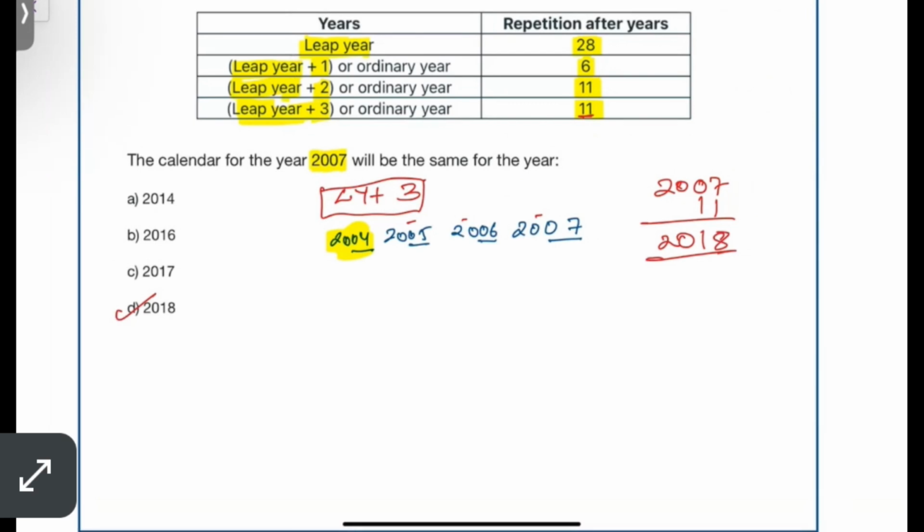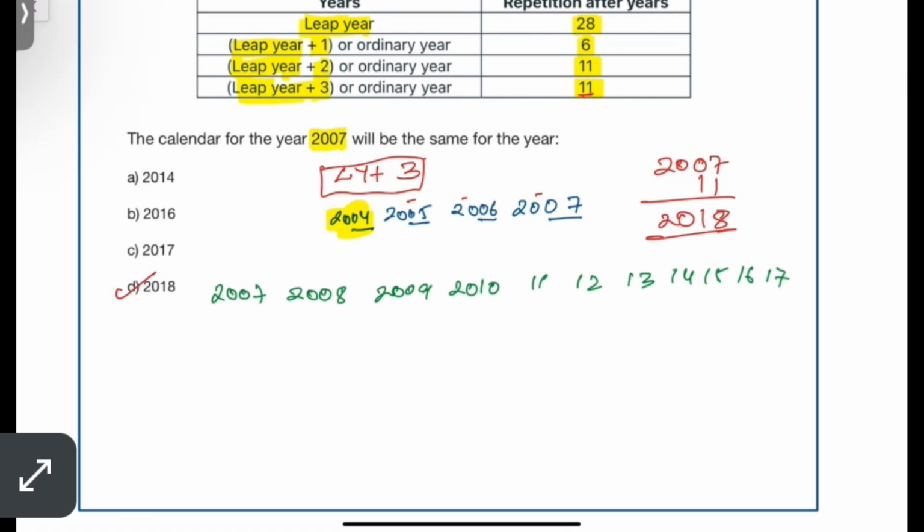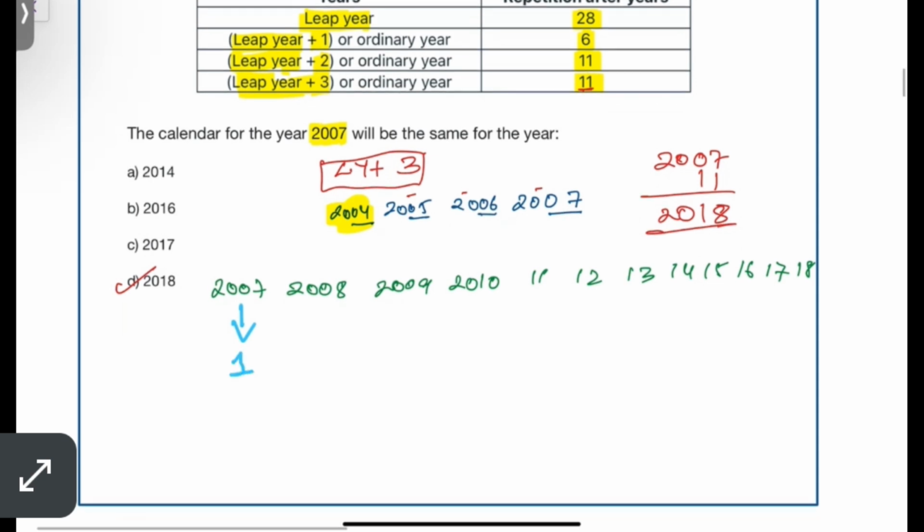The simplest thing is this: you write down the years here. I'll start with 2007, 2008, 2009, 2010, 11, 12, 13, 14, 15, 16, 17, and 18. In the year 2007, is it a leap year or a normal year? It's a normal year. So if this is a normal year, it will have one odd day.